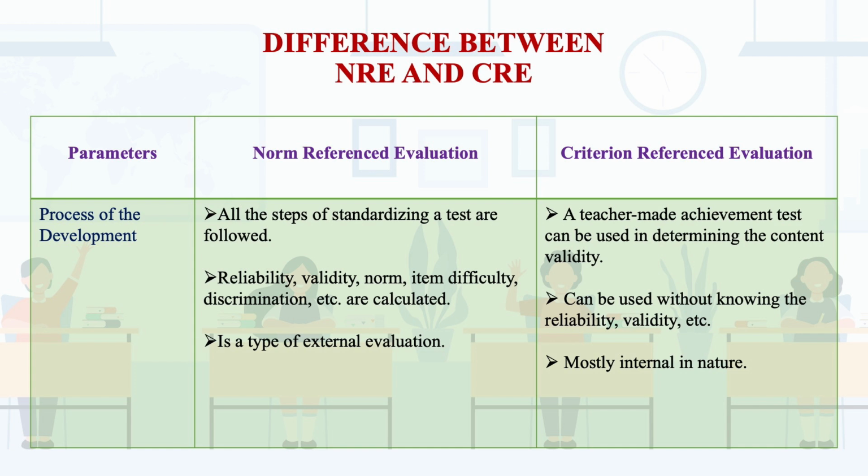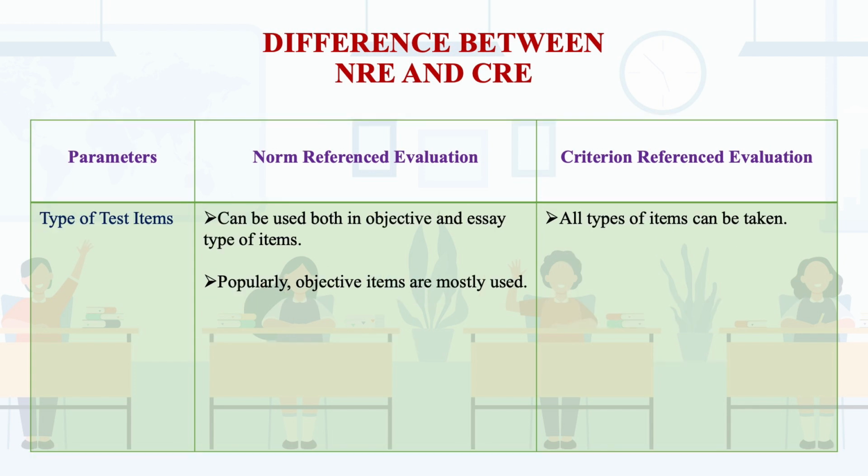And the other differences so far as type of test items are concerned, in a norm referenced evaluation, it can be used both in objective and essay types of items, and popularly objective items are mostly used, but in a criterion reference test, all types of items you can take and you can use for preparing a CRT.